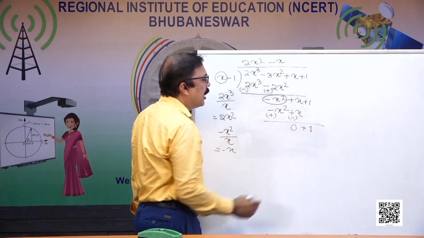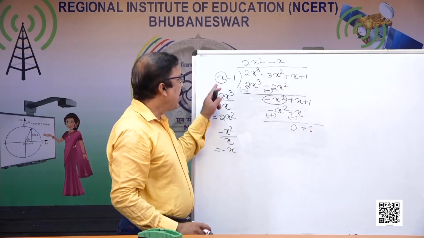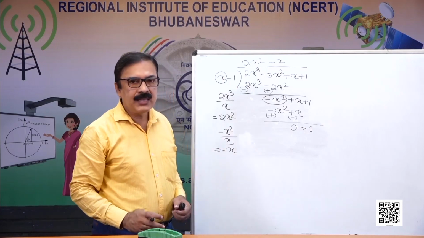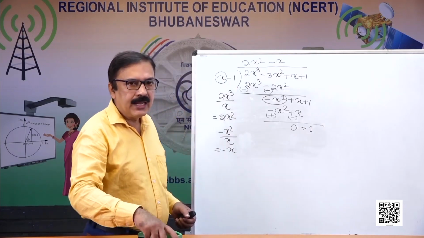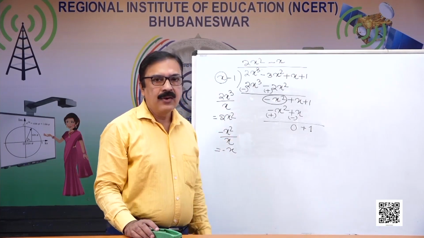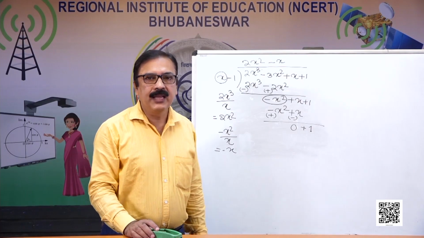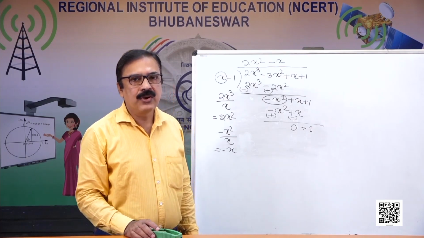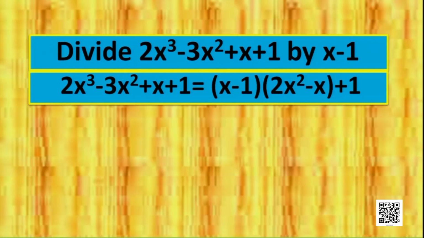Now see, x minus 1 is the divisor, and what is its degree? Its degree is 1. And in case of the remainder, we have 1 and its degree is 0. So in this case, we can write 2x cube minus 3x square plus x plus 1 is equal to our divisor x minus 1 into quotient 2x square minus x plus remainder 1.